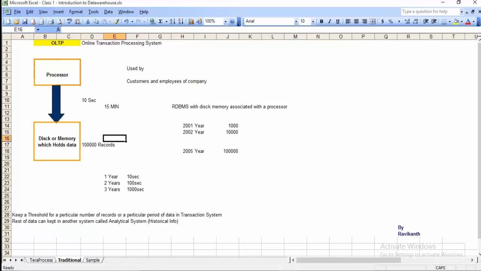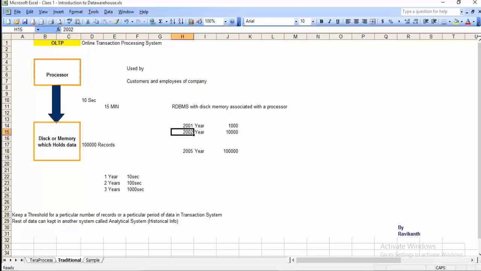If it crosses 5 years of the data, so let's say in 5 years my database is collecting around 1 billion records, and my transaction time is only 10 seconds, that means it handles either 1 billion records or 5 years of the data. That is the threshold for this Chase Bank. So we need to come up with one threshold point.